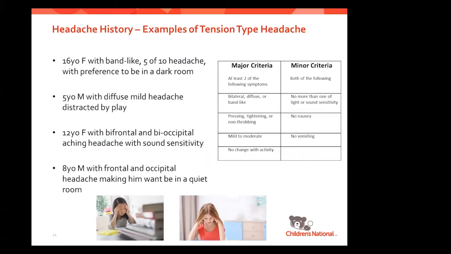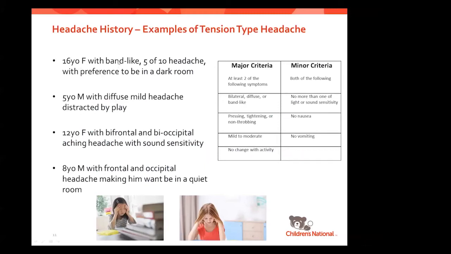So what are tension type headaches? Tension type headaches are much more diffuse or band-like headaches that are pressing or tightening, but they're specifically non-throbbing. These are in the mild to moderate severity. They don't change with activity. You might be light or sound sensitive because who wants to be in loud rooms when they have headaches, but there is no nausea or vomiting.